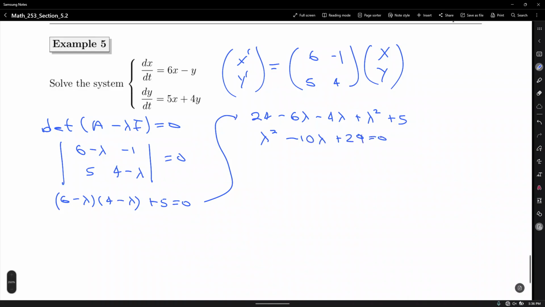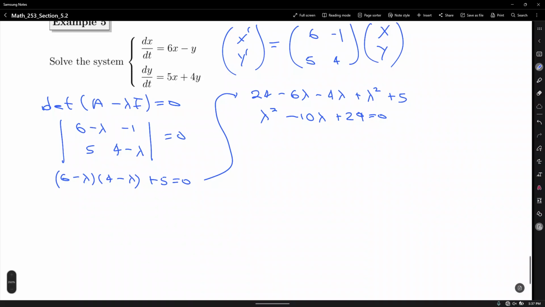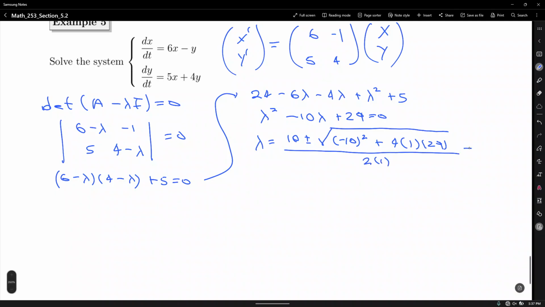Let me make this look like a 10. Perfect. Well, factors of 29 that add to negative 10? Good luck. Well, quadratic formula. Minus negative 10, that's a plus 10. 10 plus or minus the square root of negative 10 squared plus 4 times 1 times 29, everything divided by 2 times 1, right?